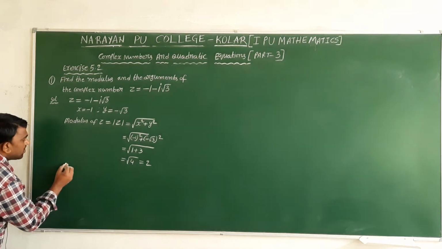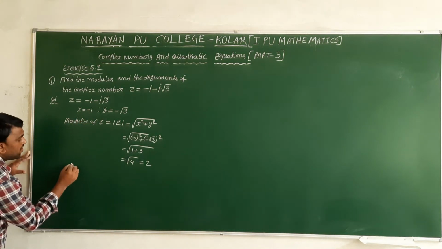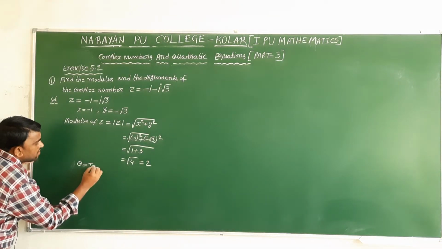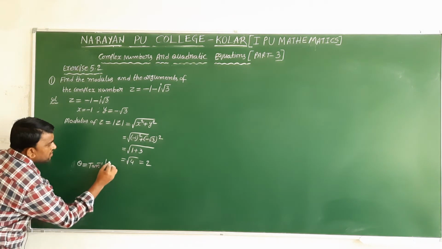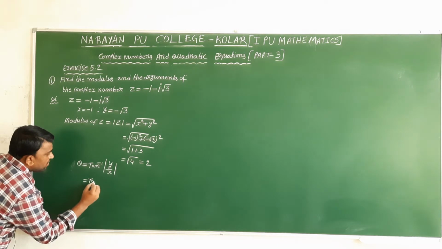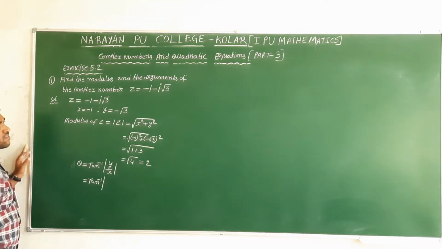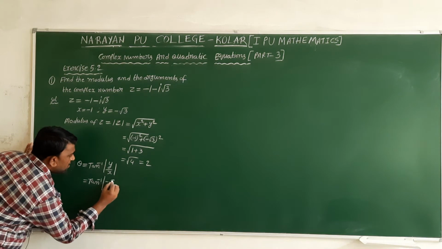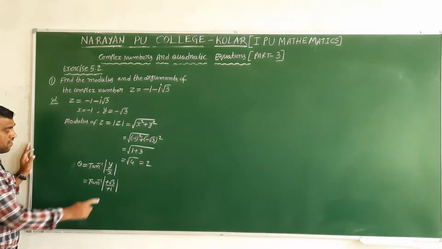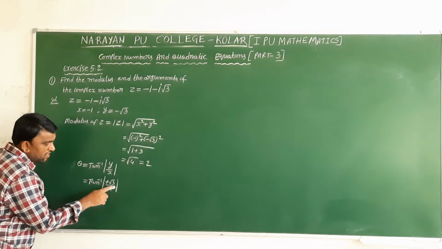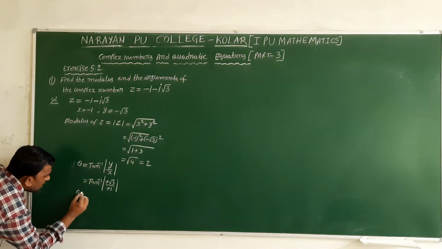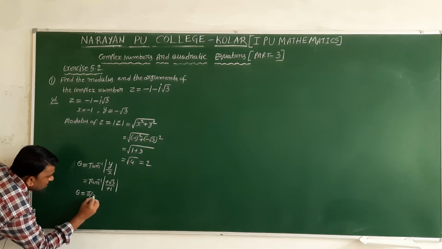Next, the argument of z. Before calculating the argument of z, first theta equal to tan inverse modulus y by x, that you can calculate. Tan inverse of modulus y value, minus root 3 by minus 1, both minus signs cancel. Tan of what value will give root 3? Tan 60 will give root 3. That's what we can write directly, theta equal to pi by 3.